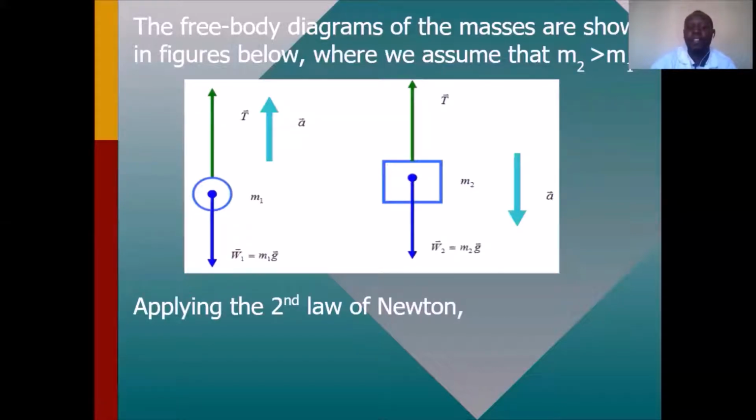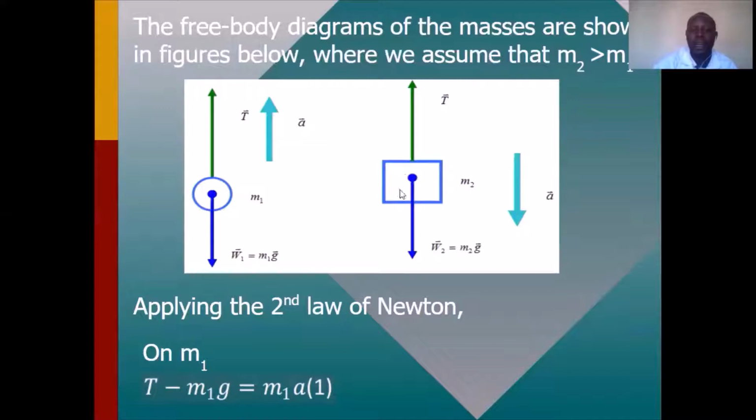Applying the second law of Newton on mass 1, the tension, which is in the direction of motion, will be positive. Tension minus weight 1, which is opposing motion, is equal to M1 times acceleration. That is, tension T minus M1G is equal to M1 times acceleration. So that is equation 1.